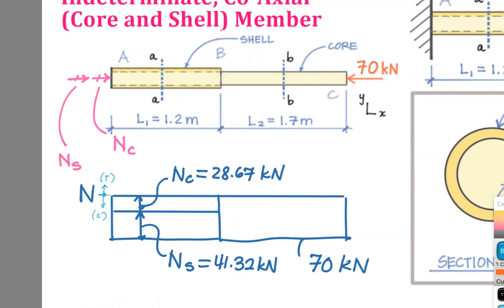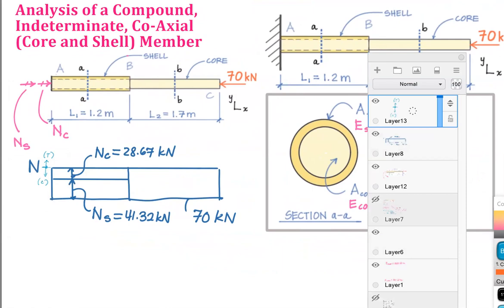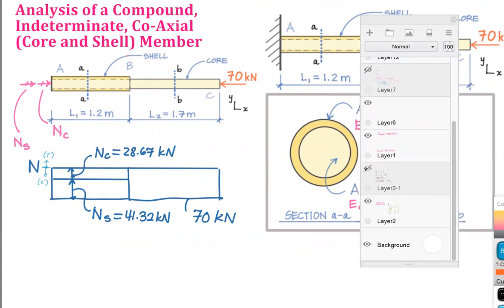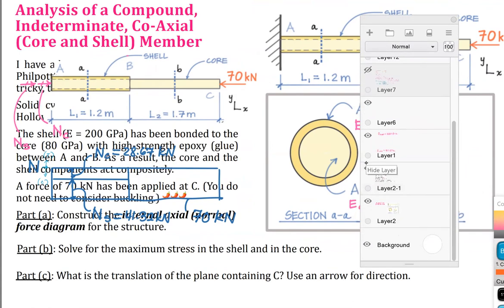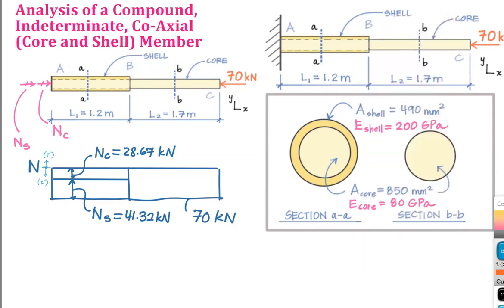All right, we are ready to answer some of the questions that have been posed to us. So if you remember, we were asked first to do the normal force diagram, and we just finished that up. Part B, we want to do the maximum stress in the shell and the core. And then part C, we need to do the deformation and translation piece of it. Okay, so let us commence that. Let's do our maximum stresses.